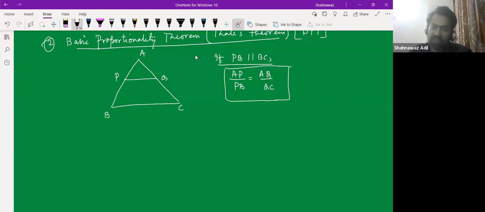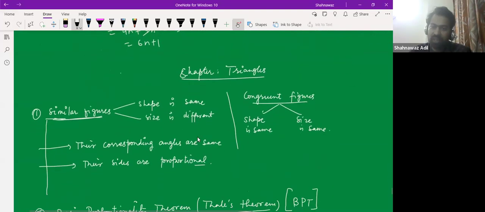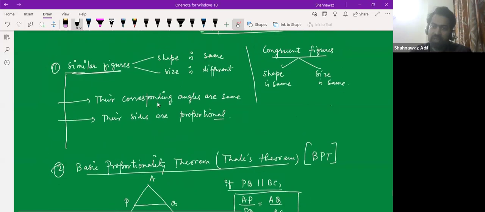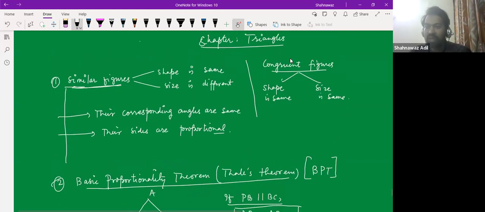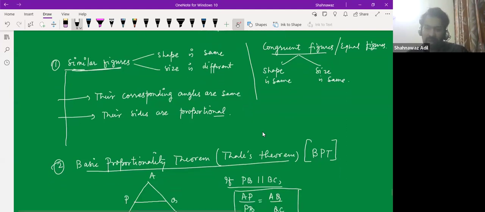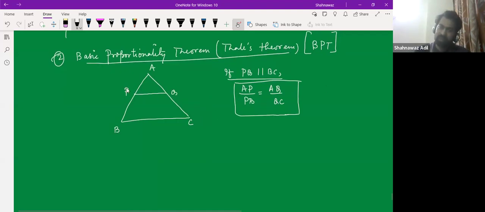Okay, so we have started, Shaima, this revision of the triangle chapter, right? So in the first exercise, we talked about similar figures, and their shapes were same, sizes were different. Then we talked about congruent or equal figures. In this one, shape and size both are same. And then we talked about the basic proportionality theorem. So if PQ is parallel to BC, then the ratios are equal.